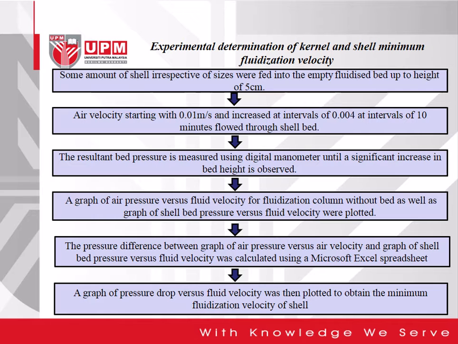As in the same procedure before, a graph of air pressure for the fluidization column without bed, which we take from the previous session, as well as a graph of shell bed pressure versus fluid velocity are plotted. We take the pressure difference between the graph of air pressure versus air velocity and the graph of shell bed pressure versus fluid velocity using a Microsoft Excel spreadsheet. Then finally we plot a graph of pressure drop versus fluid velocity to obtain the minimum fluidization velocity of shell.